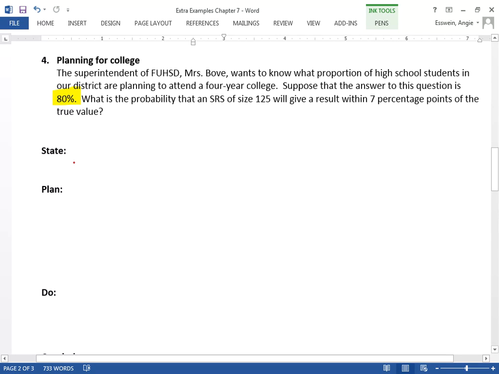So let's do this step by step to figure out exactly what the probability is of it being in that range. Our state is that we want to find the probability that p hat is between 0.73 and 0.87. Hopefully you remember your inequality notation. This is the way you say in between something. We want to know the sample p hat. That's all we need to do there.